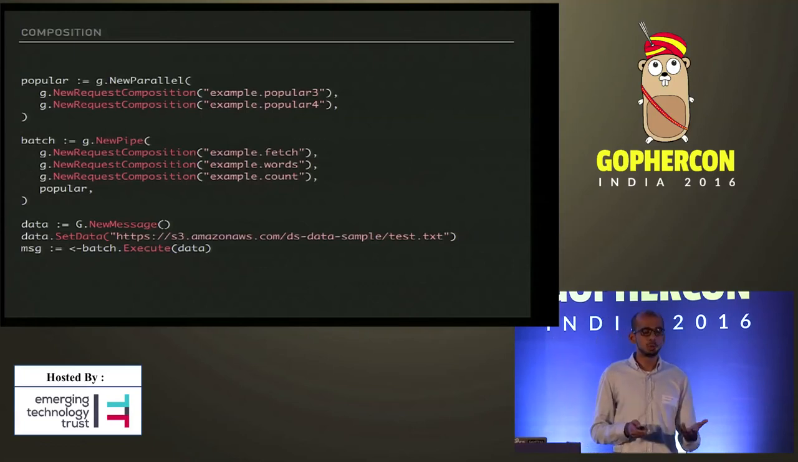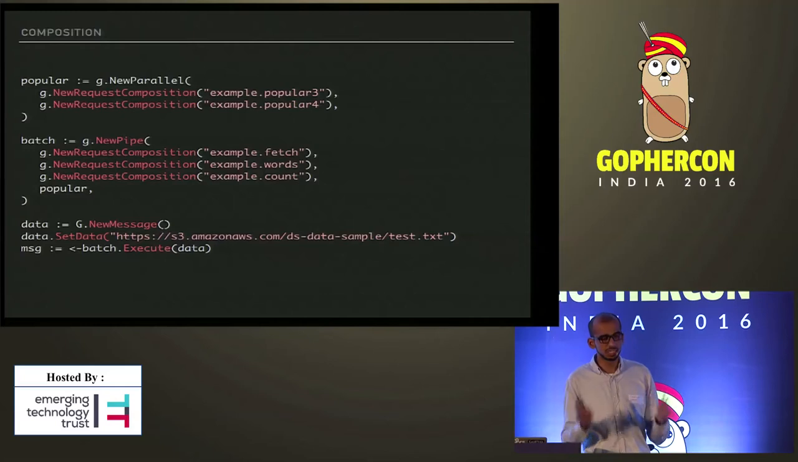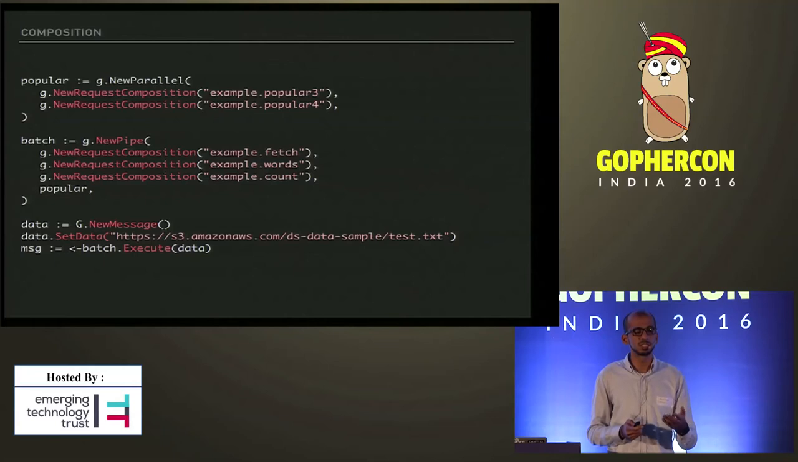And then there is a popular parallel composition. I'm going to compute how many popular three-letter words and four-letter words exist in this particular file. Then I create a new message, and since the very first service requires an input of the S3 file, I do that. The output of every composition will be a channel. A channel would keep giving in case you are running a parallel execution where you might have multiple returns. In case it's a single return, the channel would be a buffered channel of cap one.